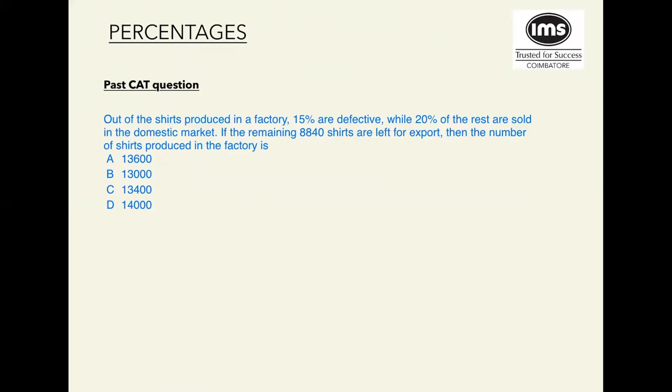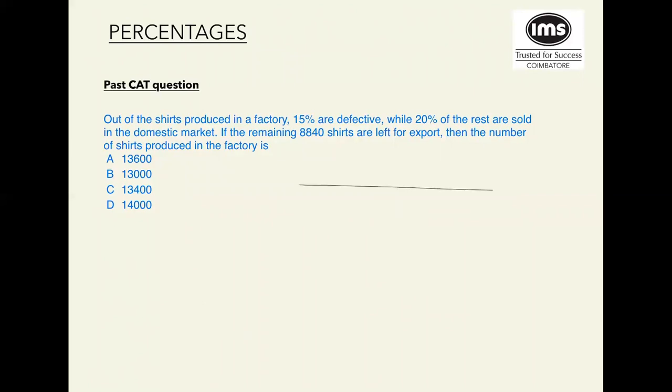Let's look at one other question before we wrap up the video, another CAT question. Out of the shirts produced in the factory, 15% are defective, while 20% of the rest are sold in the domestic market. If the remaining 8840 shirts are left for export, the number of shirts produced in the factory is, and these are the options. Okay.